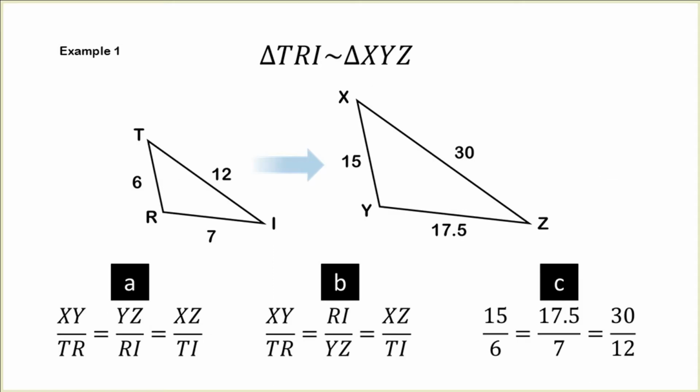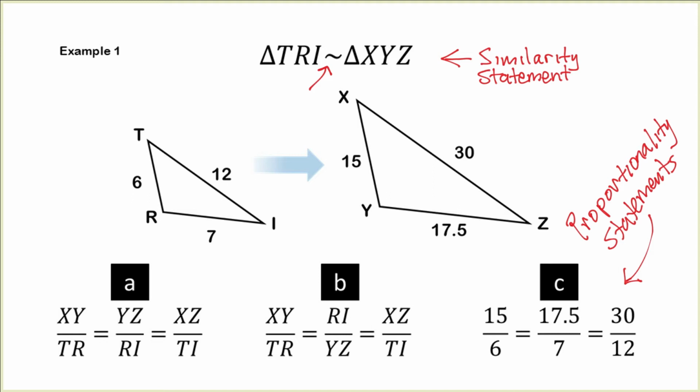In example 1, the problem comes with 3 parts. The first part is the similarity statement. Notice that this symbol replaces the word similarity. So if I read this statement out loud, the similarity statement says triangle TRI is similar to triangle XYZ. The second part of the problem is the diagram where they show us both similar triangles. And the third part of the problem is 3 possible proportionality statements.